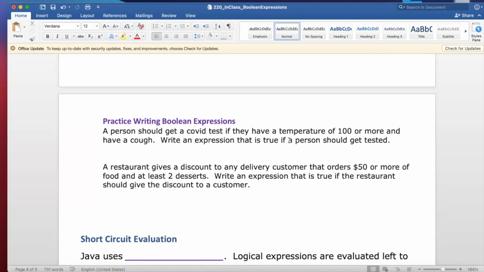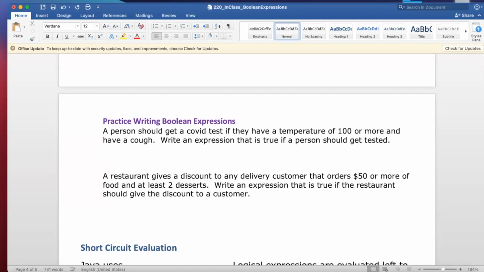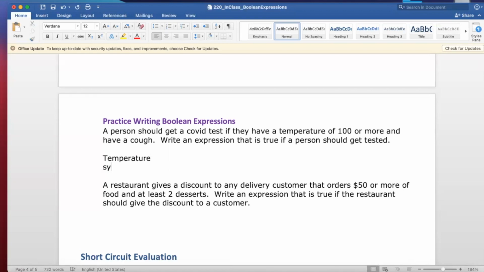A person should get a COVID test if they have a temperature of 100 degrees or more and have a cough. Write an expression that's true if a person should get tested. Our first step in these problems is to identify the variables that are needed to make the decision in the program. In this case, we need to know both the temperature of the person and also their symptoms. I'm going to create two variables, one that is a temperature and one that represents symptoms.